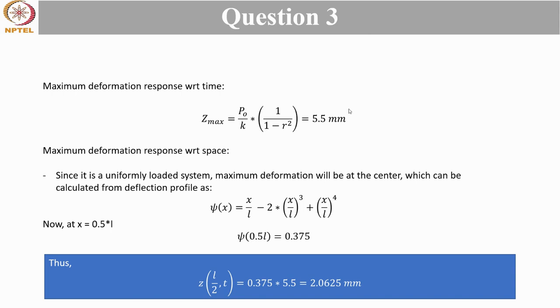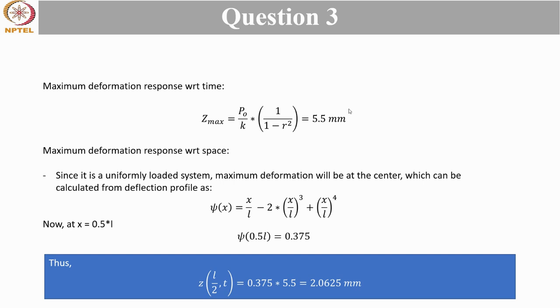Now this is with respect to time. What will be the maximum deformation with respect to space? Since it is a uniformly loaded system, the maximum deformation will be at the center, which can be calculated from the deflection profile. As we know the deflection profile, at x equal to L by 2, the maximum value of deflection will come out to be 0.375. So in total, the maximum deflection will be the product of both, with respect to time and with respect to space. So it will be 0.375 into 5.5, which comes out to be 2.0625 millimeter.